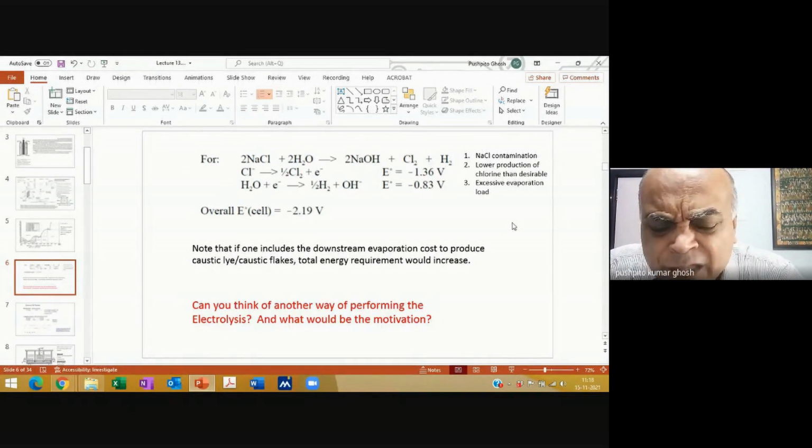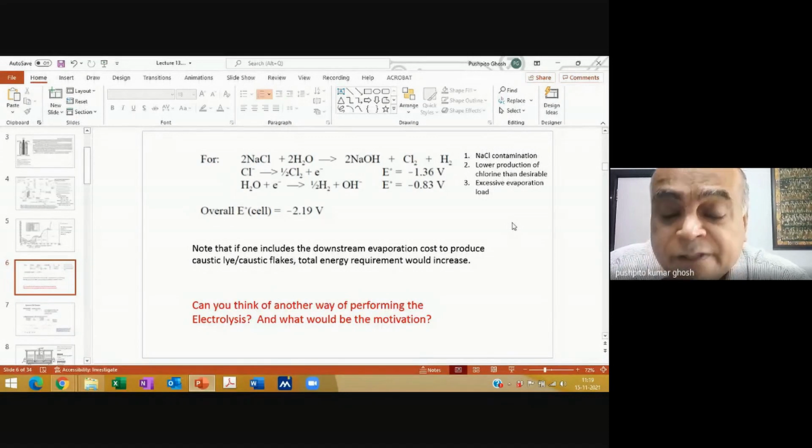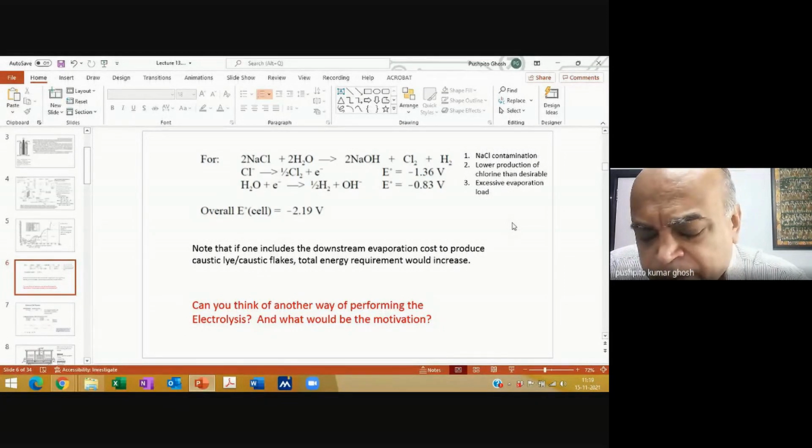Can you think of any other way of doing the electrolysis? Any variant? Excuse me, sir. In the NaCl and water mixture, can we add more amounts of chlorine other than NaCl so that the chlorine concentration increases overall? If your objective is to get chlorine only, then of course what you're saying is correct. I can vary the salt. I might be able to get something else. But the objective was also to get sodium hydroxide. So then I can't do something else. Is that clear? Okay, sir.